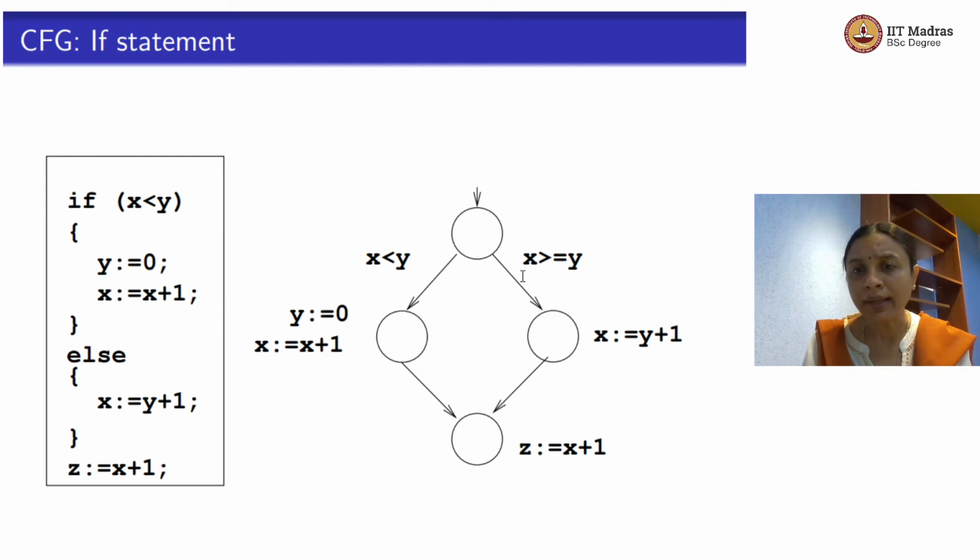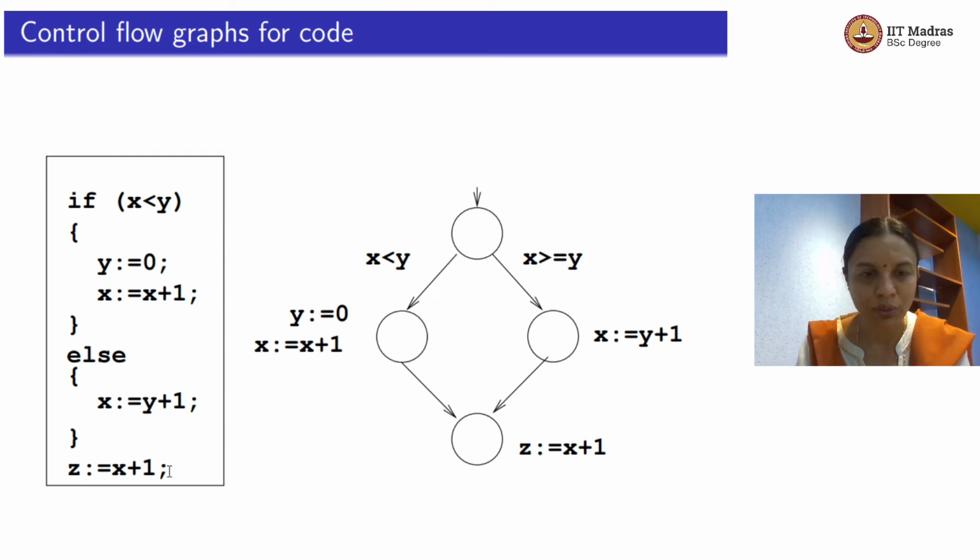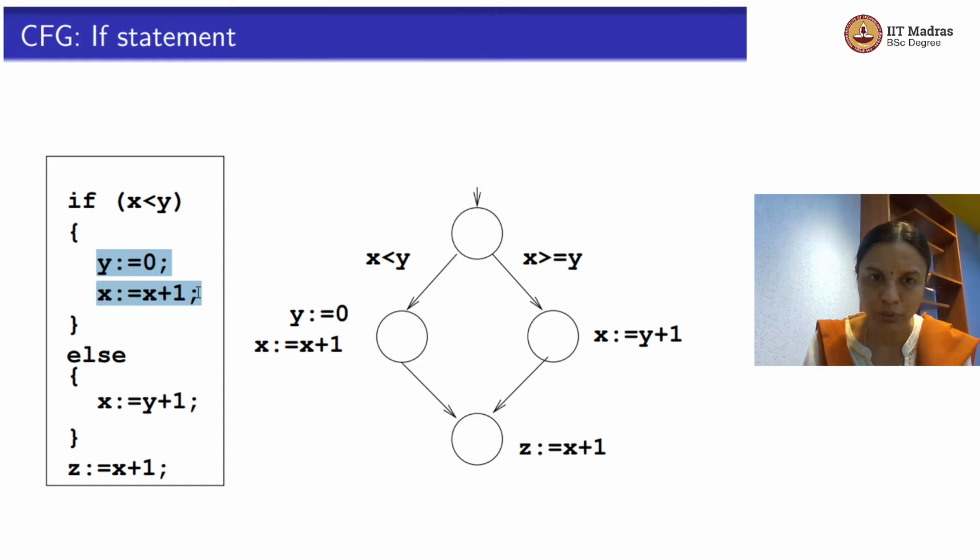If x happens to be greater than or equal to y, then x is equal to y plus 1 is the statement that is executed, which is labeling this node. After this if gets executed, whatever happens, z is equal to x plus 1 is the statement that gets executed. So if you look at this code fragment on the left, when the actual execution happens, if x is less than y, then these two statements are going to get executed. Otherwise, this statement is going to get executed. And after the if finishes, this statement is going to get executed. The graph on the right pretty much represents exactly the same thing.